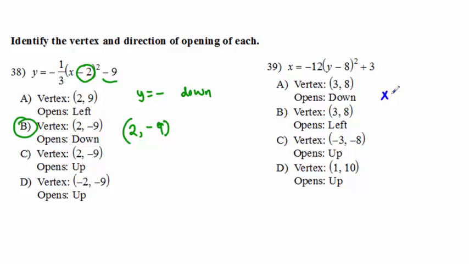If it's x equals a negative, it opens to the left. This is telling me my y value because it's in here with y, positive 8. This is telling me my x value is 3. So left and 3 comma 8, which is B.